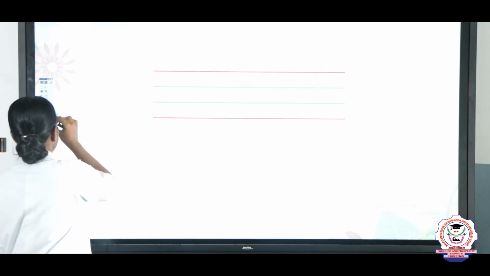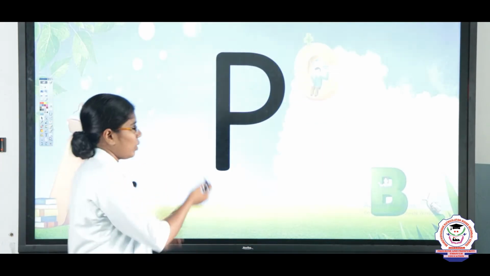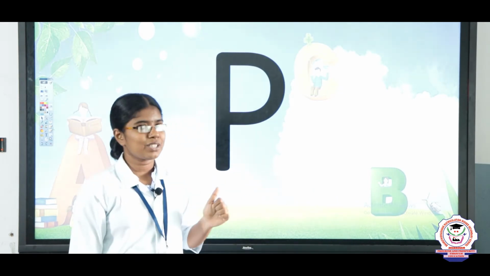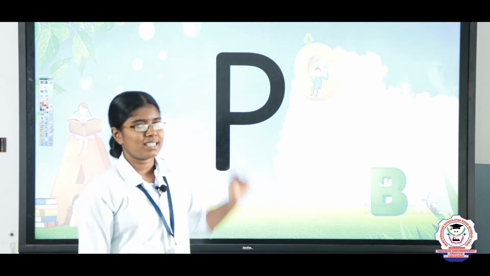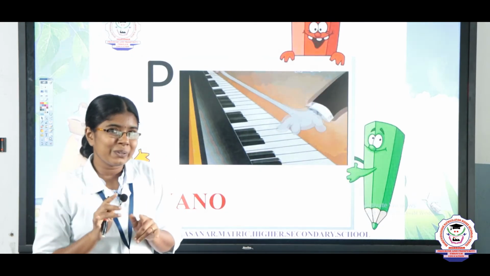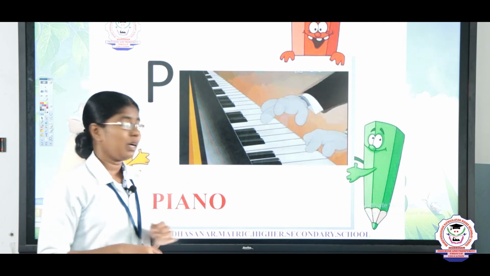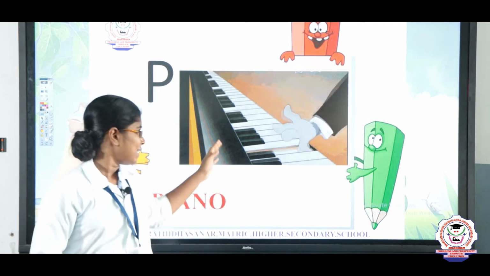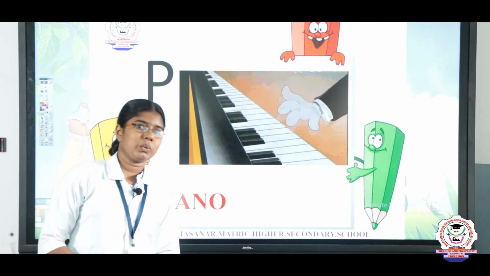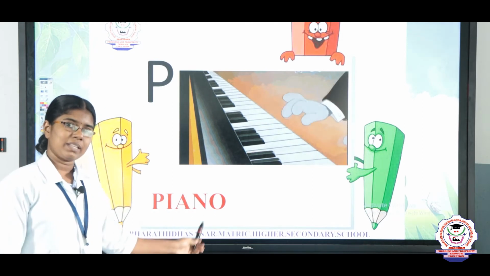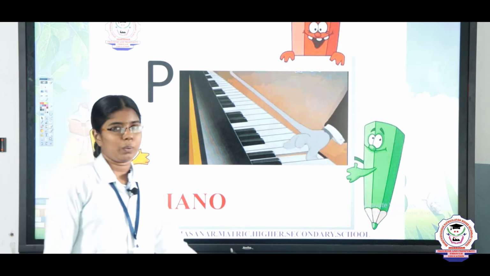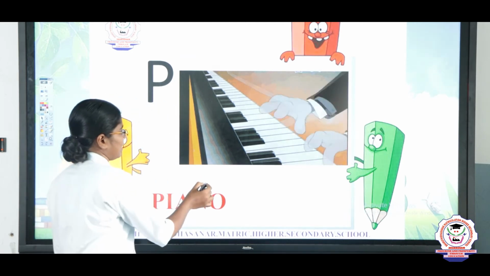Yes, good. The next one is, what letter dear? Yes, this is the letter P. What letter children? Say it again loudly. Yes, this is the letter P, right? See here, P for piano. What is it? Piano. It is a musical instrument, right? The keys are in black and white colors, okay? The spelling of the word piano is P-I-A-N-O. Piano. Say it again. P-I-A-N-O. Piano.